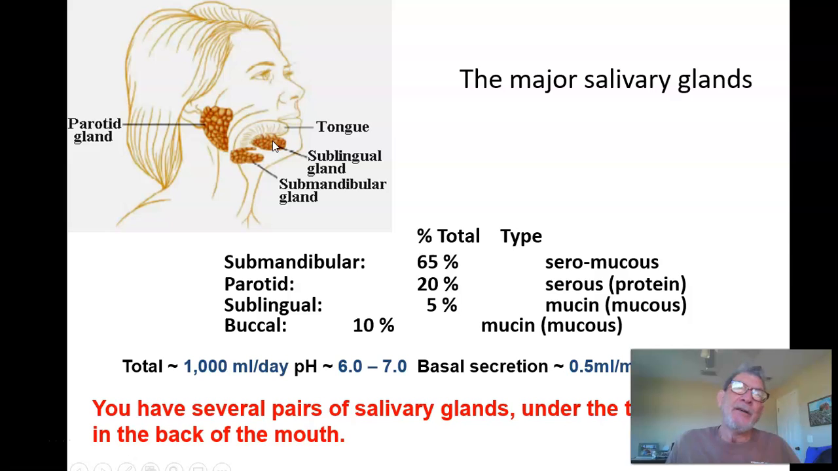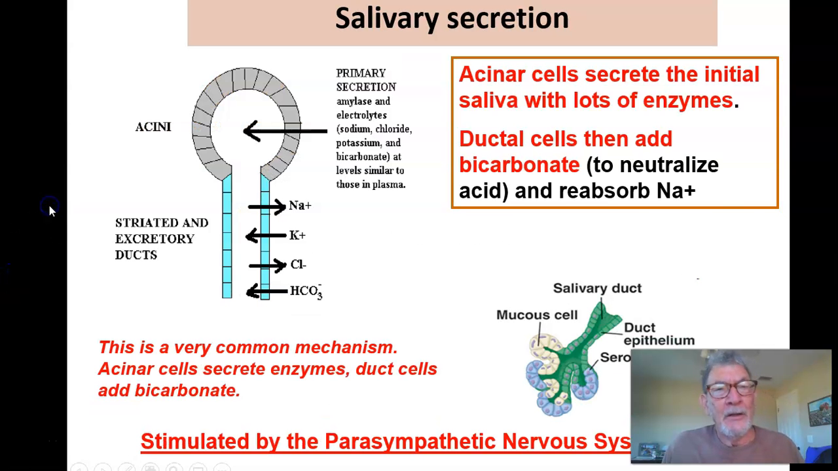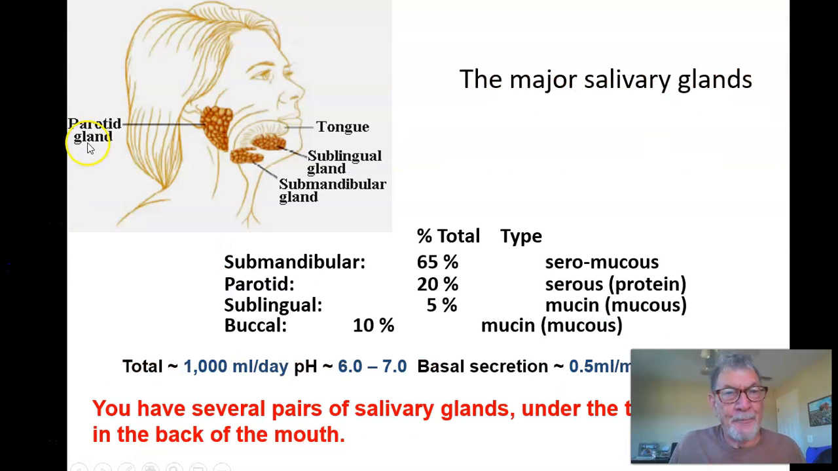And on the little thing I made for the lab, I didn't do the salivary glands. I didn't find a really good model for that. But please learn these salivary glands for the lab practical too. The parotid, submandibular, and sublingual salivary glands, you should know.